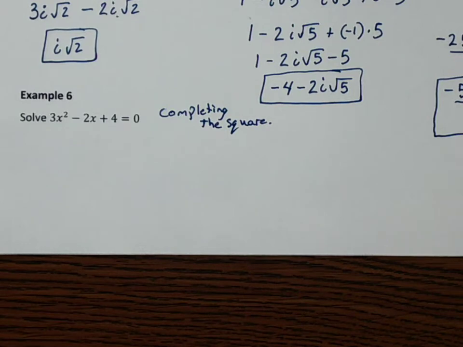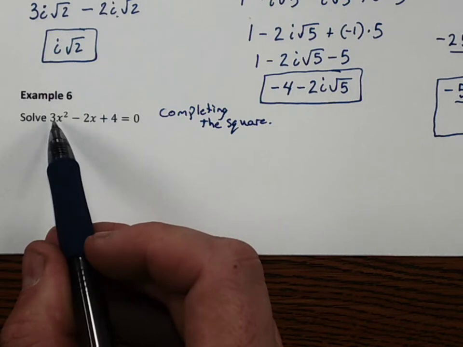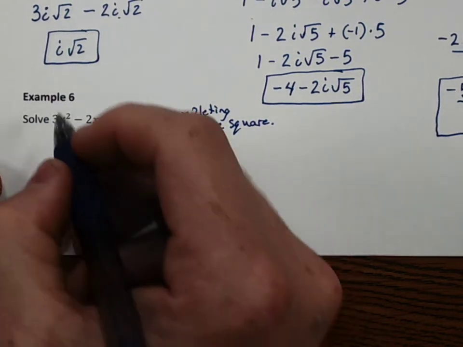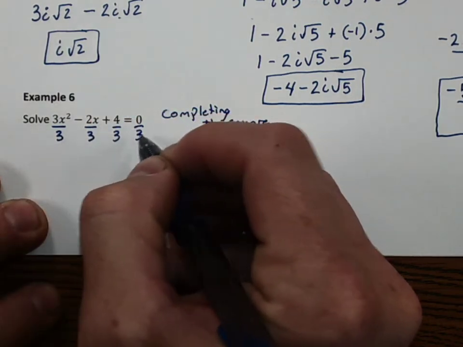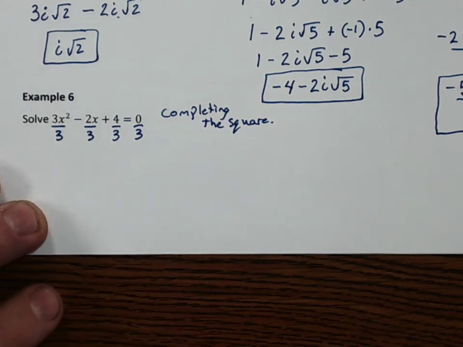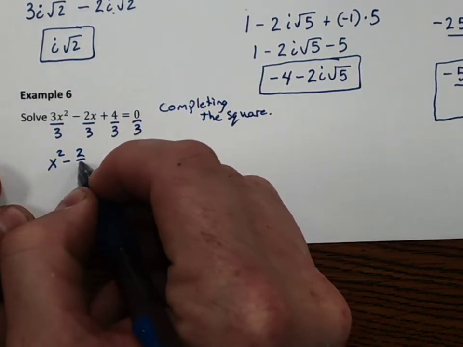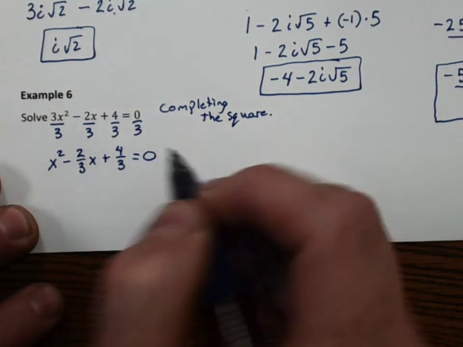Completing the square. So, in order to complete the square, the number that is being multiplied to the quadratic, the coefficient of your quadratic, must equal 1. Right now it equals 3. So I have to divide everything by 3. Technically speaking, you're also dividing the 0 by 3, and 0 divided by 3 is 0. So this becomes x squared minus 2/3 x plus 4/3 equals 0.